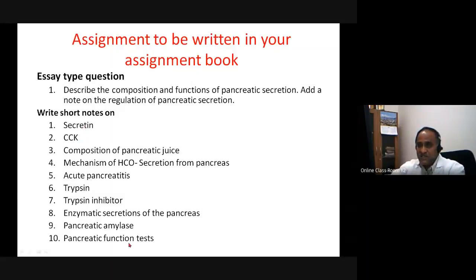Or we have short questions here. I have mentioned the short questions. All these short questions are answered in my lecture. Secretin, cholecystokinin, the composition of pancreatic juice, the mechanism of HCO3 secretion, and acute pancreatitis, which I mentioned about. Trypsin inhibitor, how it is important. Enzymatic secretions of the pancreas, pancreatic amylase, and the pancreatic function tests. Please work on these things and try to make a note of these things immediately after putting one or two points. That would help.